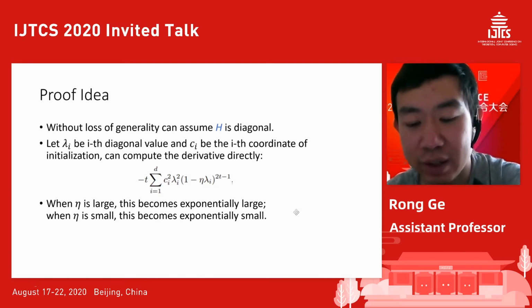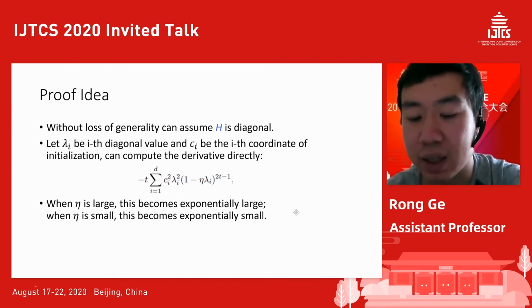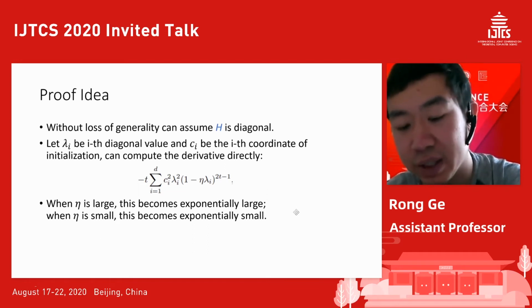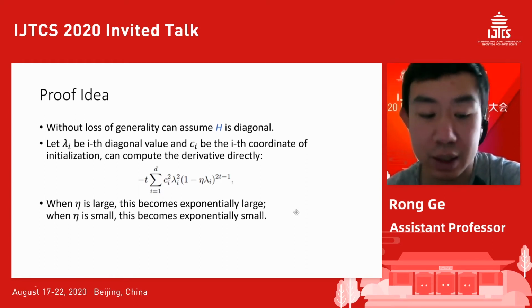But when eta is very small, all of these 1 minus eta lambda_i's are going to be bounded away from 1, like all of them have absolute value that's strictly smaller than 1, then this meta gradient becomes exponentially small, and your training essentially becomes stuck.